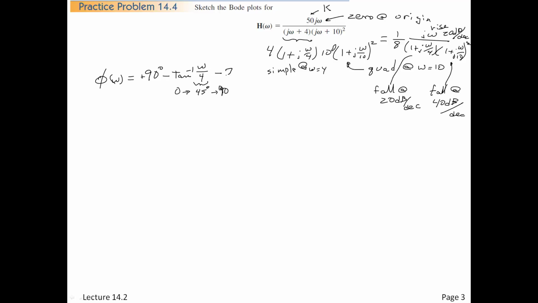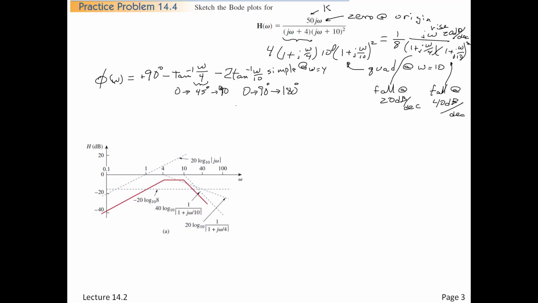So we'll have 2 times the tangent of -1 omega over 10, right? So because it's doubled, this is actually going to go from 0 to 90 at the breakpoint to 180. Okay, because we're doubling that angle. So you'll see that in the various plots.